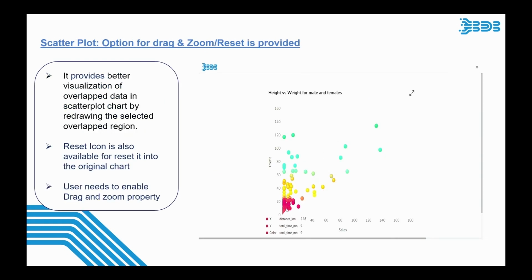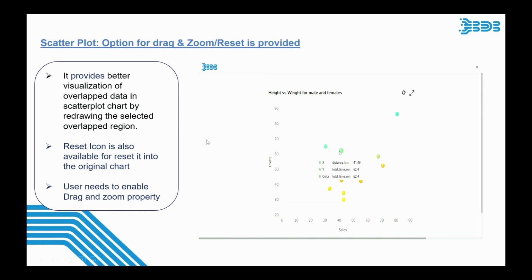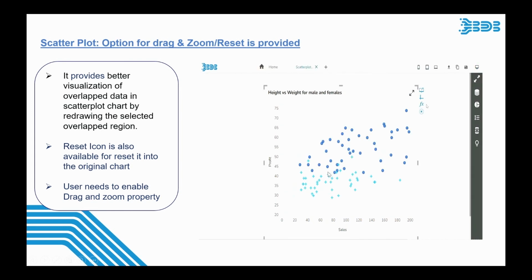Next feature is scatter plot. We have provided an option for drag, zoom and reset. If there is a huge cluster of data plotted in a scatter plot, then the user can drag and zoom a particular area and will get only those points plotted which are dragged by the user. The reset option is also there, and if you want to reset, you can reset it.